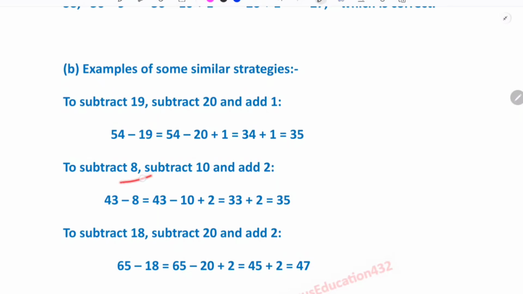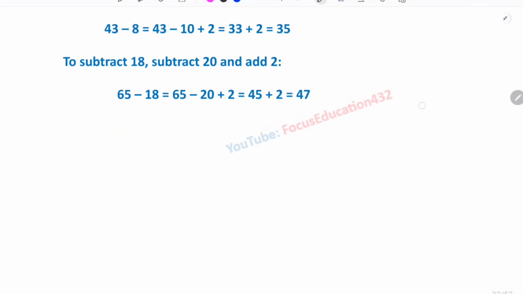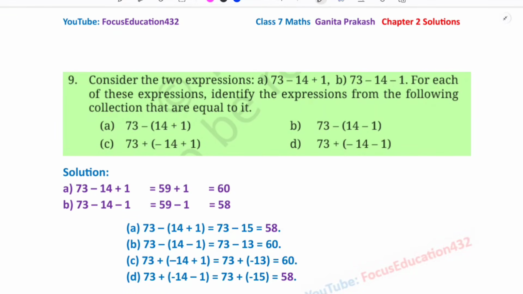To subtract 8, subtract 10, because we have subtracted 2 more. Then add 2. 43 minus 8 is 43 minus 10 plus 2. So we get 35. In the same way, to subtract 18, subtract 20 and add 2. 65 minus 18. So instead of the calculation difficulties, 65 minus 20 is 45. 45 plus 2, 47. Very quickly we can do it. This is a good way of learning subtraction in an easier, fast way.